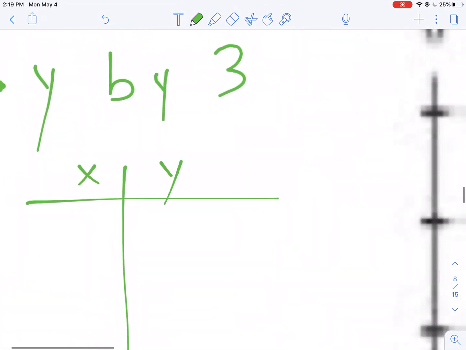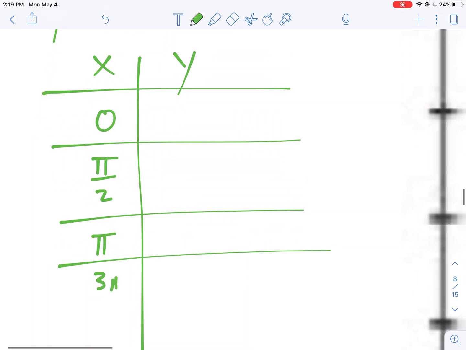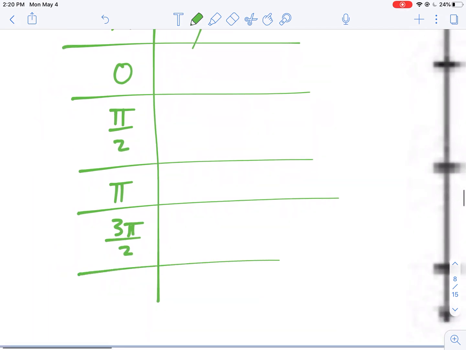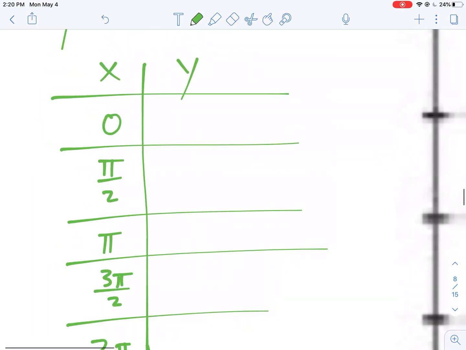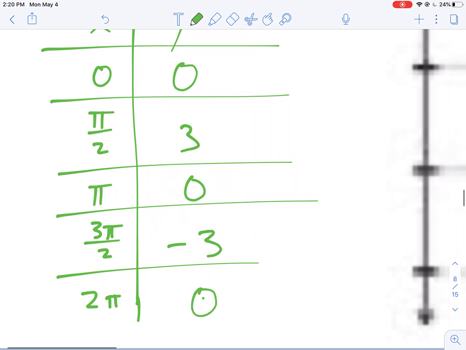I've got xy coordinates. I've got 0, pi over 2, pi, 3 pi over 2, and 2 pi. And it's still at 0, 0, but at pi over 2, I normally have a sine of 1, but I'm going to multiply that y value by 3 and get positive 3. At pi, it becomes 0 still. It becomes negative 3 at 3 pi over 2, and at 2 pi, it's 0 again.